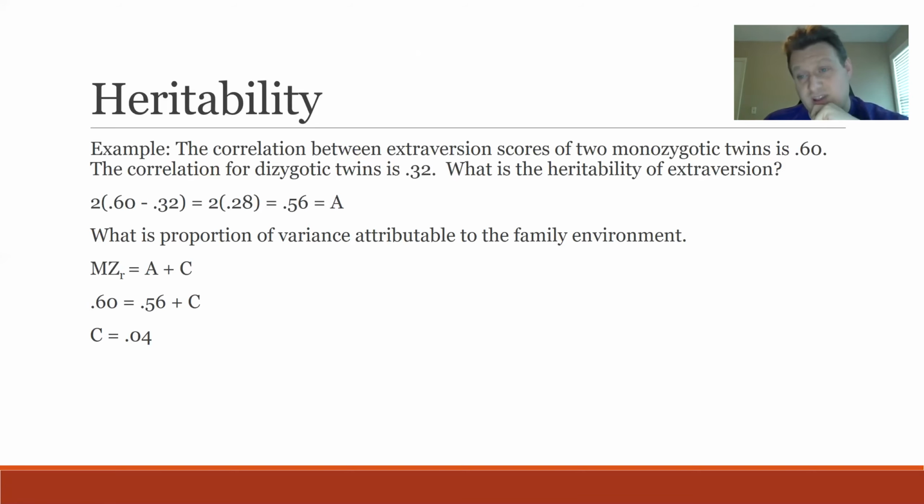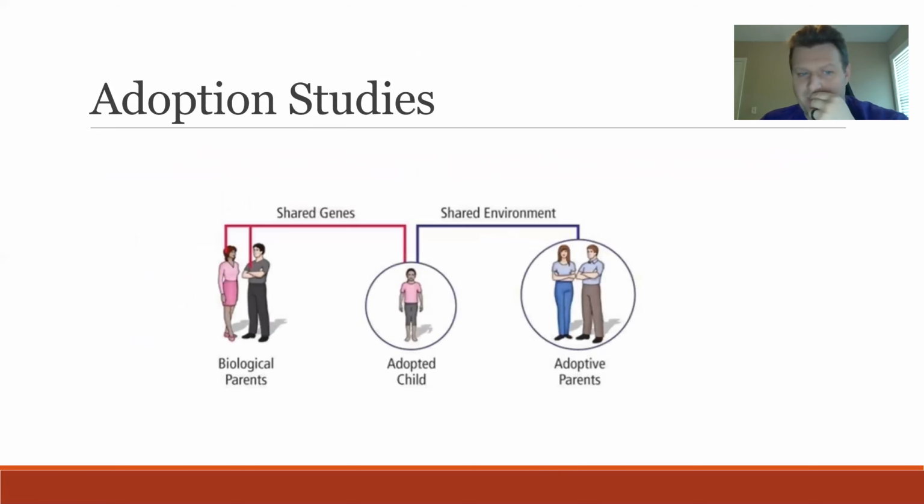Another thing that I can do is take 1 minus the monozygotic twin correlation, because the monozygotic twin correlation is A plus C. So 1 minus this has to give us E. So I find that E is 0.40. All right, so I was able to figure out the heritability, shared environment, and non-shared environment using some basic math. So that's twin studies.